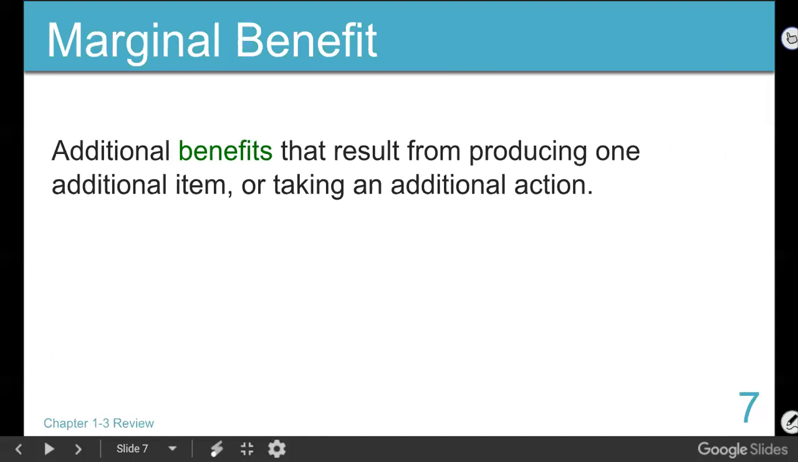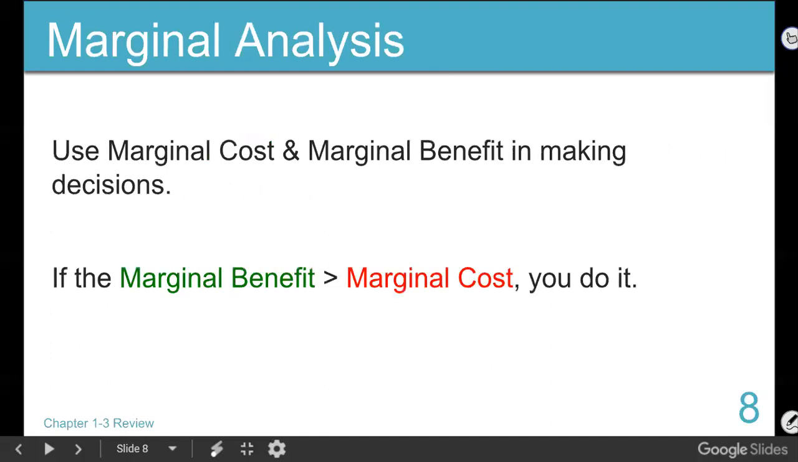How much better in your life is studying for that than studying that 5th hour for the test? Somewhere along the line, you do what is called marginal analysis. You look at what's the extra cost for me to take the extra action, what's the extra benefit of taking this extra action, and if the benefit outweighs cost, you do it. If the benefit doesn't outweigh the cost, you don't do it.